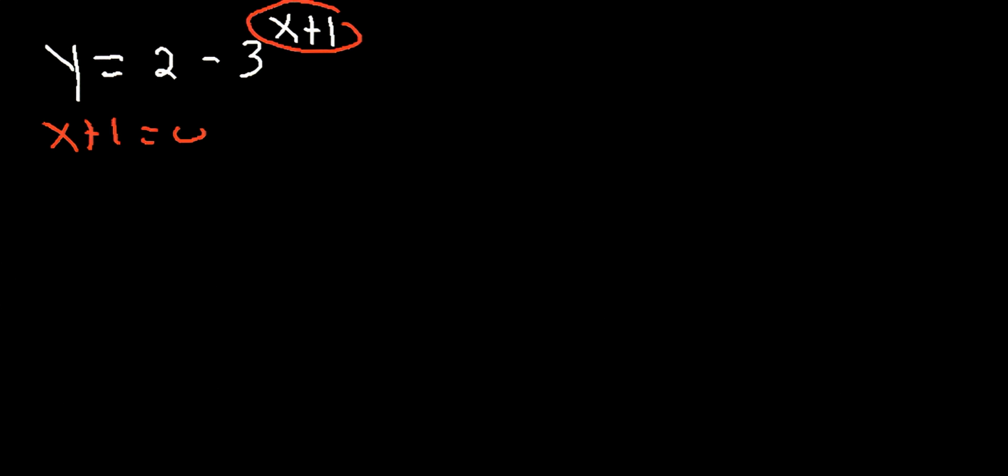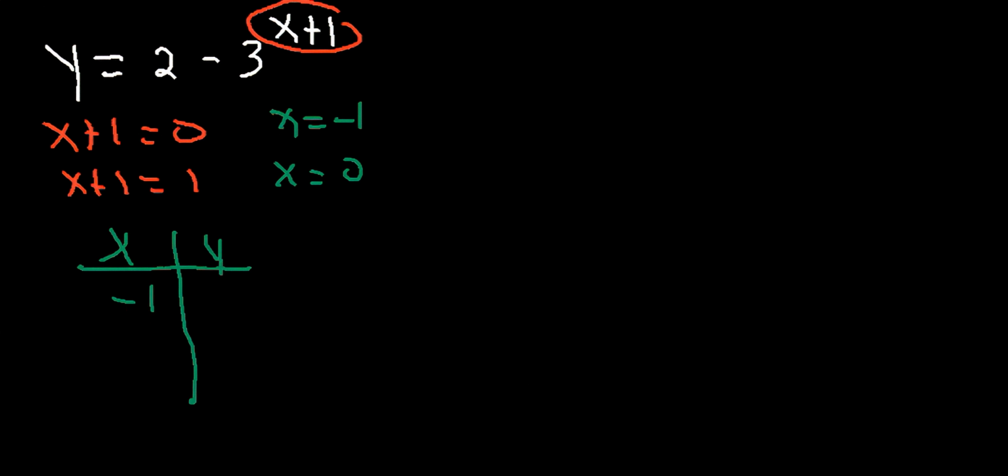So let's try another one. Let's say we have y is equal to 2 minus 3 raised to the x plus 1. So set the exponent x plus 1 equal to 0 and 1, and solve for x. So x is equal to negative 1 and x is equal to 0. And then make your table. So we're going to plug in negative 1 and 0 for x. If we plug in negative 1, negative 1 plus 1 is 0, and 3 to the 0 is 1. 2 minus 1 is 1. If we plug in 0, 0 plus 1 is 1, 3 to the 1 is 3. So we have 2 minus 3, which is negative 1.